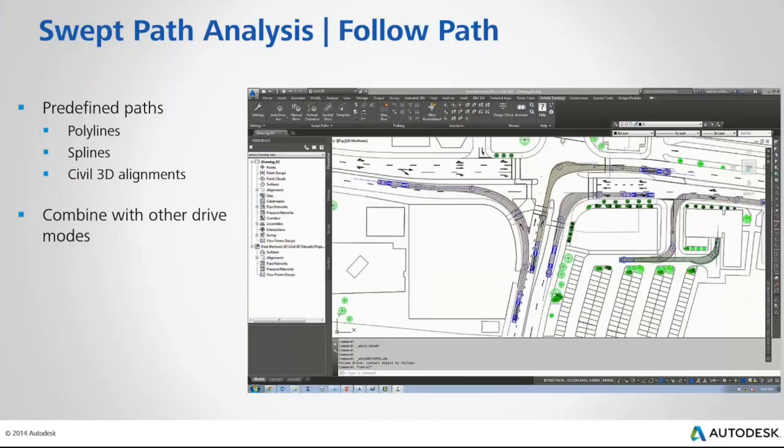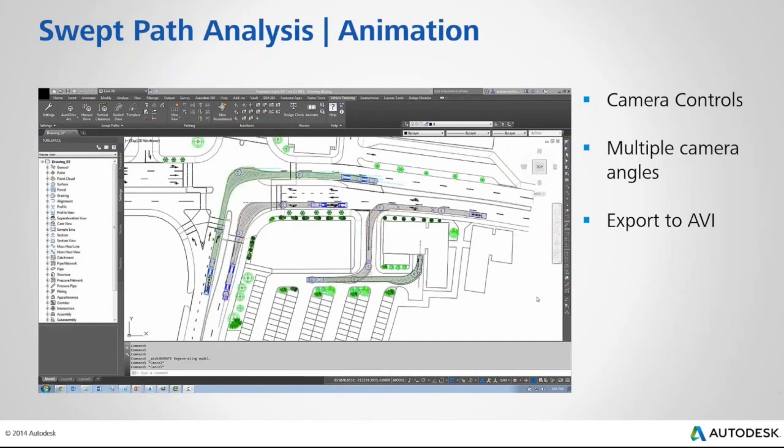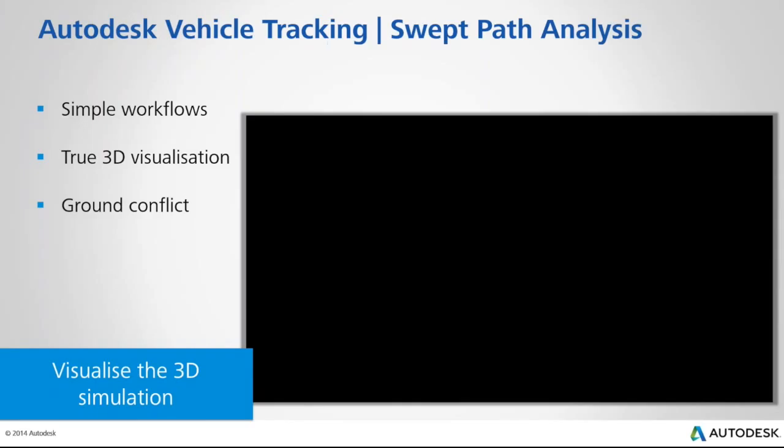Creating an animation in Vehicle Tracking is as simple as selecting your specific swept path and clicking on the animate button.